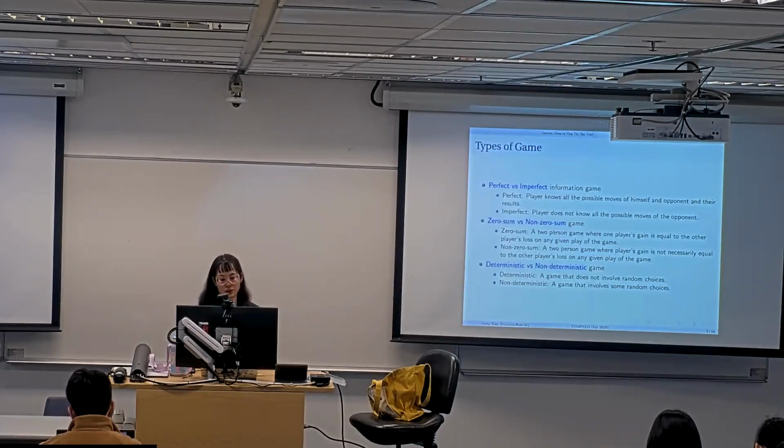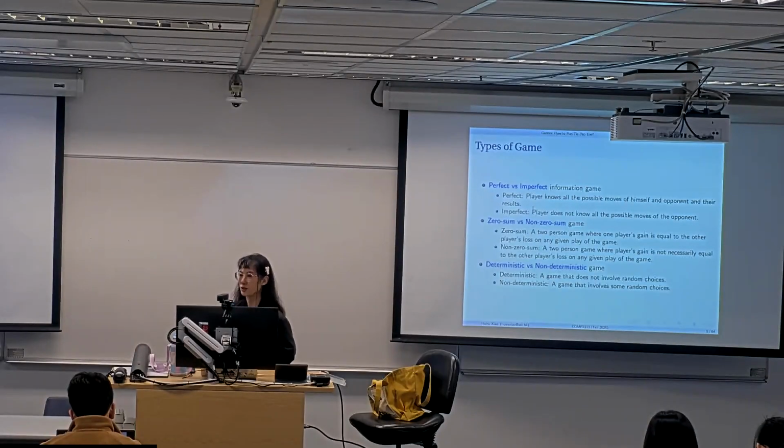And there are different types of games if we consider different aspects. First, we can divide the games into perfect and imperfect information games. Perfect means that the players know all the possible moves of themselves and the opponents and their results. So all the moves are already known by the players. And imperfect means that the player possibly does not know all the possible moves of the opponent. Some information is hidden. Then that's called imperfect.